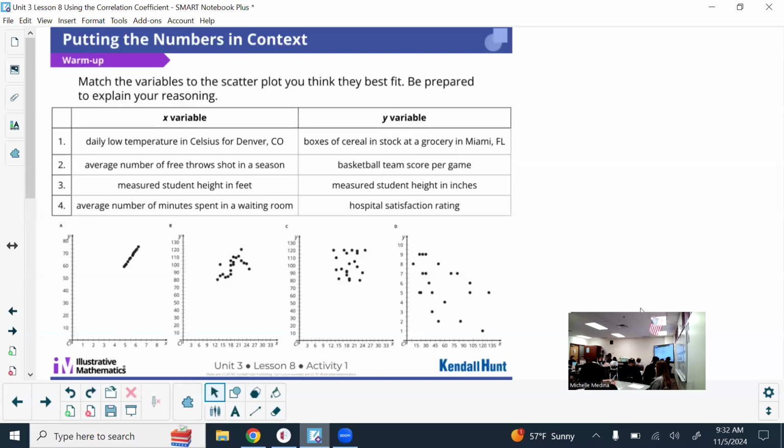Okay, so this is the warm up. It's printed on your paper, but to explain, yesterday we learned about the correlation coefficient. We learned what it means for something to be strong.